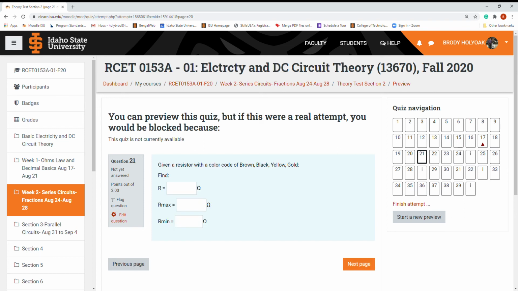Okay, given a resistor with the color code of brown, black, yellow, gold, we're finding our R value and then the min and max. So what is brown? 1. Black is how many? Yellow is? Gold is 5%. 100 kilo ohms plus or minus 5%.